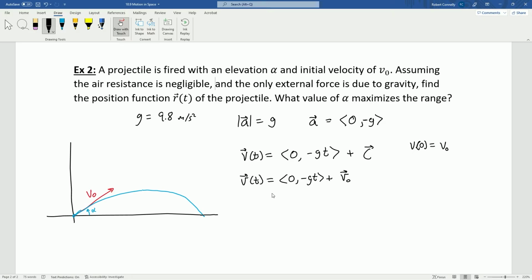Now, when we integrate this to get our position function, we'll have 0, negative gt squared over 2, plus, now since this is a constant valued vector, the integral is just that vector times t. And then we have some constant here again. But our initial position, r of 0, is actually 0 in this case because we've placed our starting point at the origin. It's the 0 vector, so d is going to be equal to 0 here.